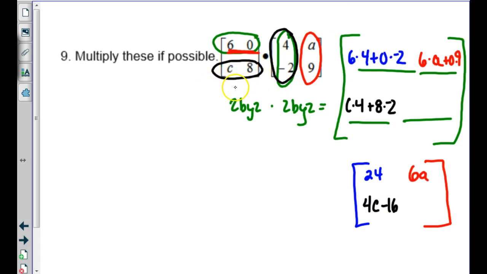Anybody tell me how the last one goes? Row times column. C times A plus 8 times 9. Yep. AC or CA, I don't care. Plus 72. Any questions?